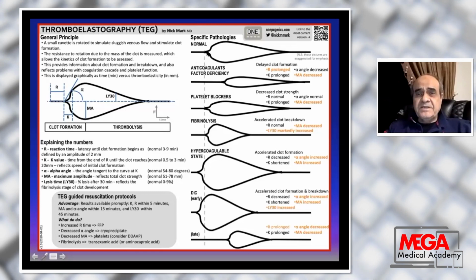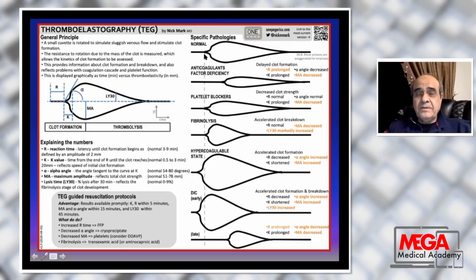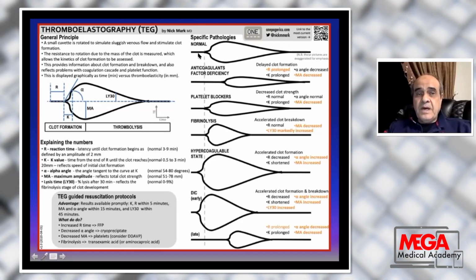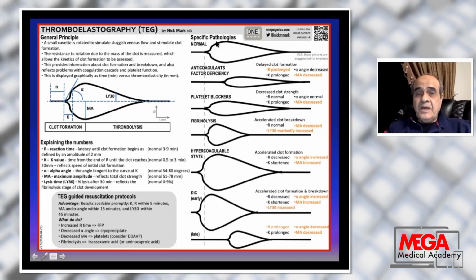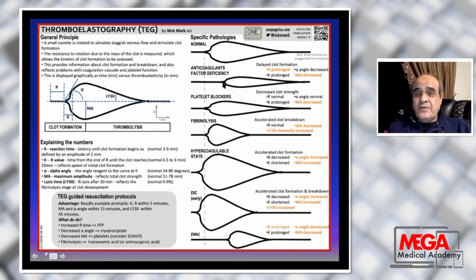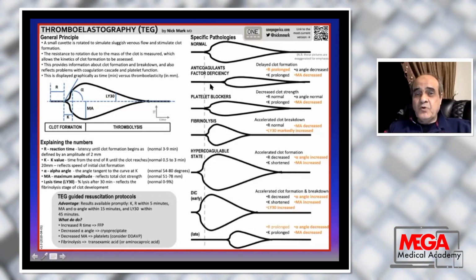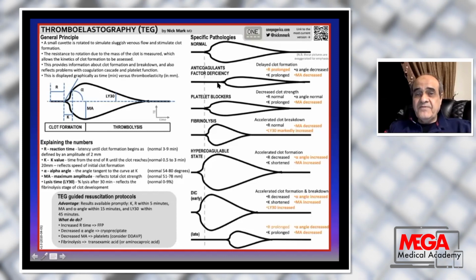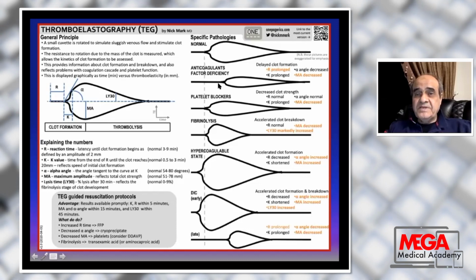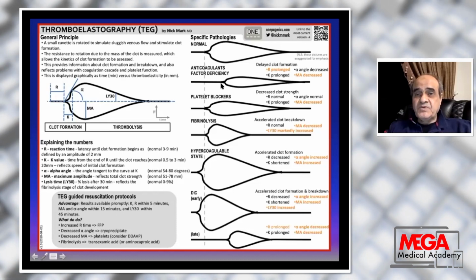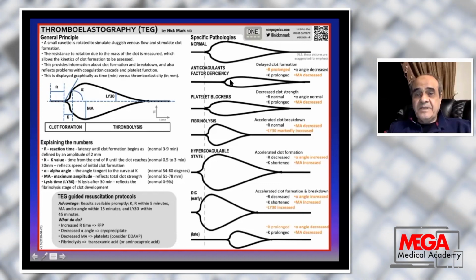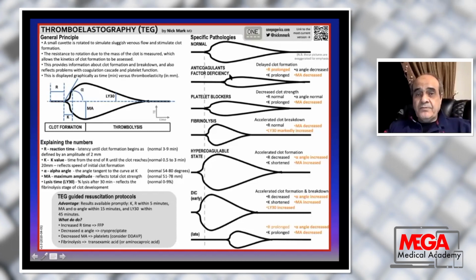We can see figures here. This is a normal one, as we see, normal R value and normal K value, and the alpha angle is optimum. In this one, there is anticoagulant and factor deficiency. We see R is prolonged and the K interval is prolonged here. You can correct this one by cryoprecipitate and platelets. And the cause, of course, is the anticoagulant.